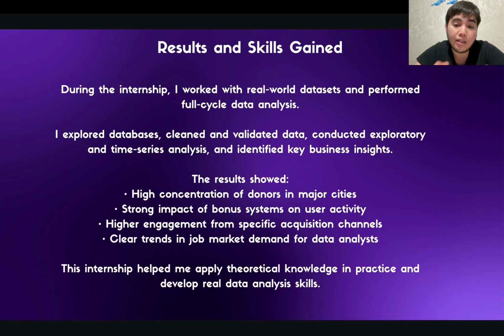In conclusion, this internship gave me a very big experience and helped me apply theoretical knowledge in practice and grow as a good data analyst. That's all with my report about my internship in Kazakh Telecom.